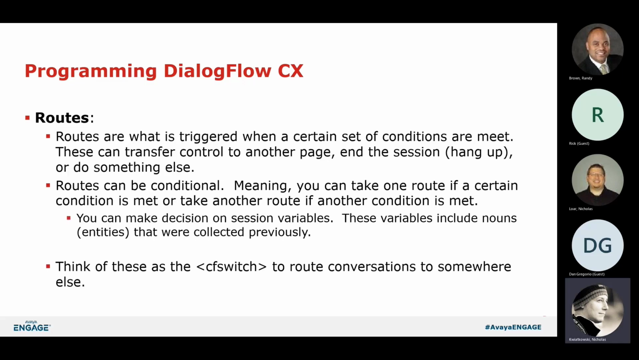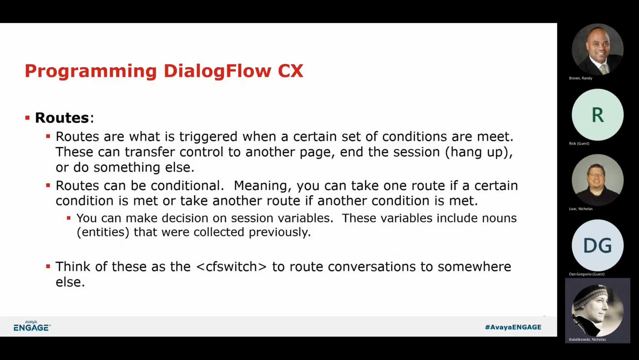So routes. Routes are what's triggered when a certain set of conditions are met. These can transfer control to another page, end a session, or do something else. So routes can be conditional, essentially when I said that we wanted to make decisions based off of certain things. For the example where I said, I want to know the hours of the radiology clinic, I can do a route and say, okay, if the person is looking for the radiology clinic, give this answer or route it to this page. If they're saying that they want it for sports medicine, route them this way. And we can start to make different decisions based on these routes. So a route is essentially another destination.